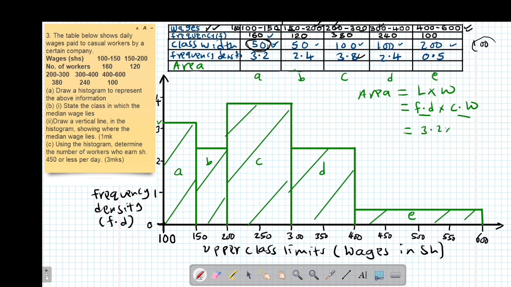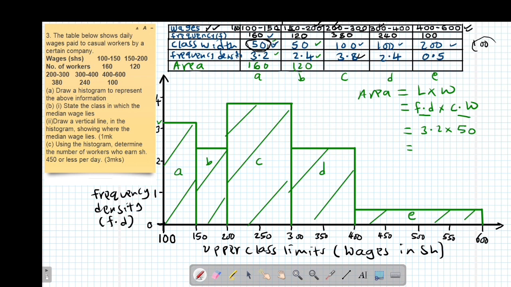So 3.2 times the width, which is 150 minus 100, giving you 50, which is the same as taking 50 times 3.2. So if I take 50 multiplied by 3.2, I'm going to get 160. So the area for A is 160. The next one will be frequency density times class width. The class width is 50. Frequency density is 2.4. So if I take 2.4 multiplied by 50, I'll get an area of 120. So B has an area of 120. Then the next one will be, the class width is 100.